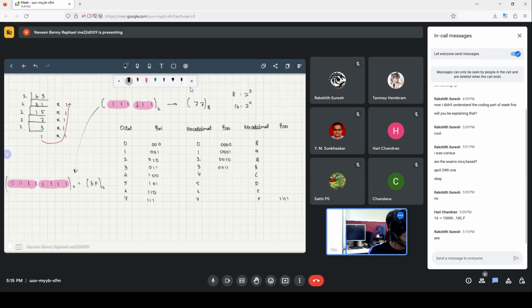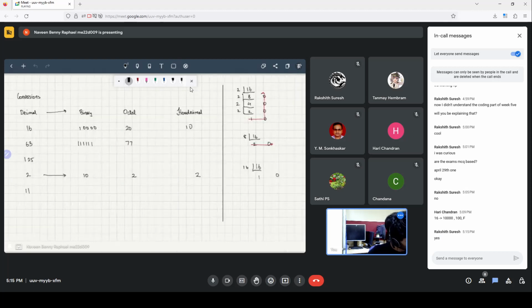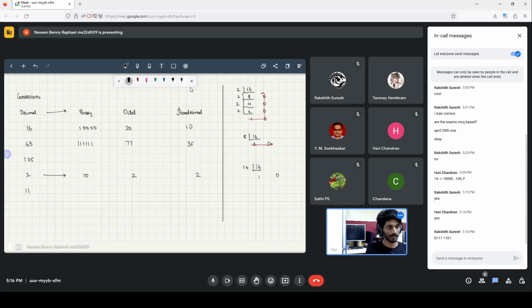Okay, so we'll fill in the table here. Now similarly, has anyone done 125? Hari, did you understand why what he had written is wrong? Okay, Rakshit says that's the answer. To be fair, I have not calculated the answer before. I'll be solving it here. So let's see.